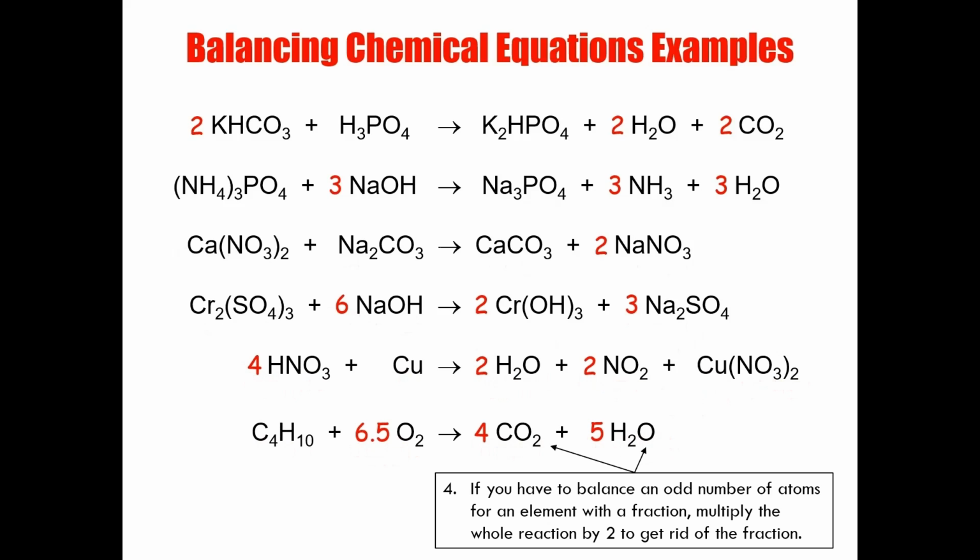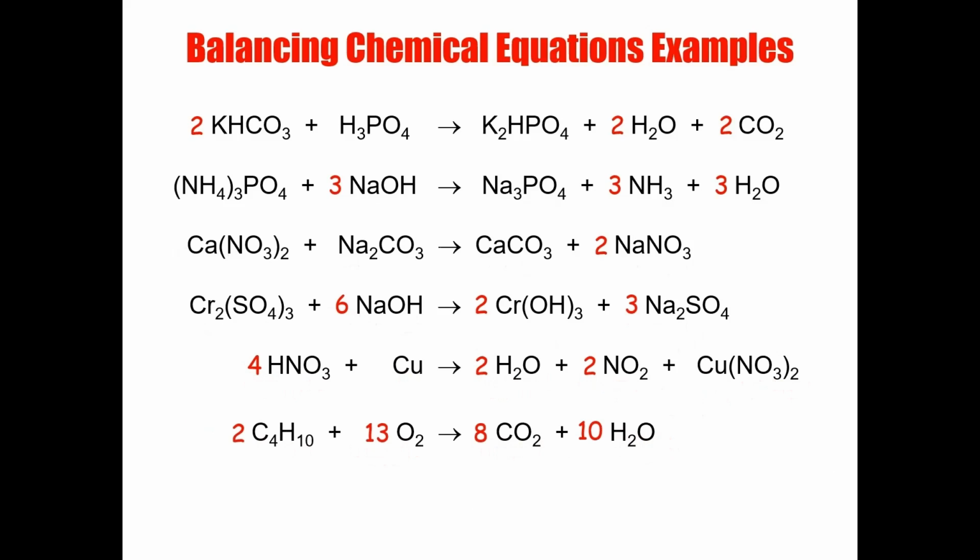If you have to balance an odd number of atoms, for an element with a fraction, you multiply the whole reaction by 2 to get rid of the fraction. And so what I'm going to do now is multiply the whole reaction by 2, and by doing this, I get rid of my fraction, and now I've balanced my chemical equation.